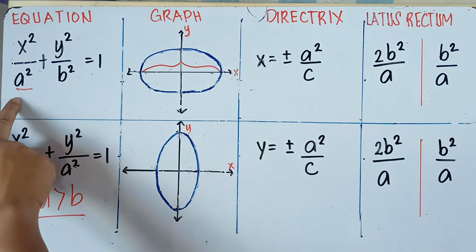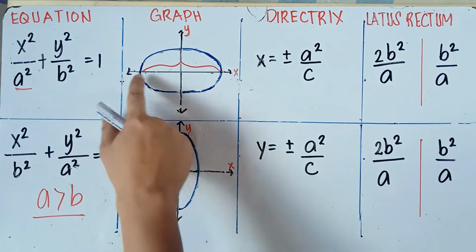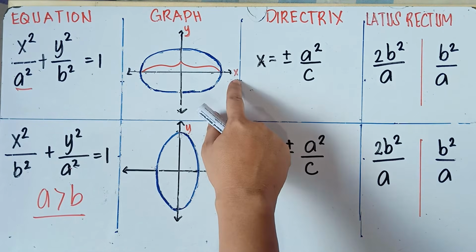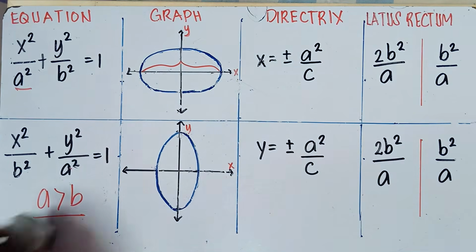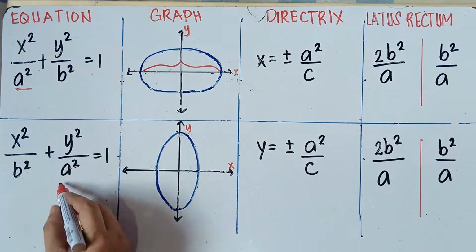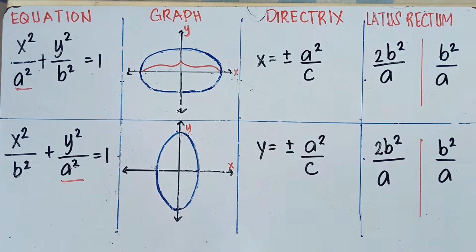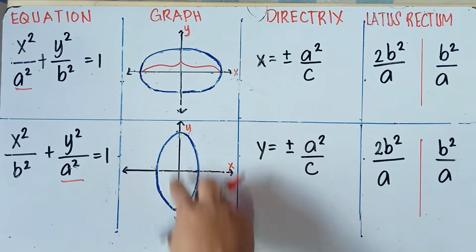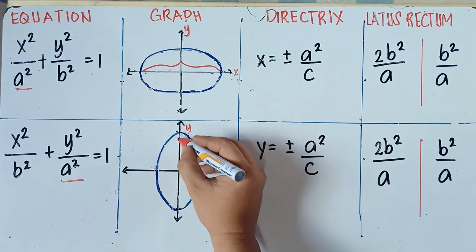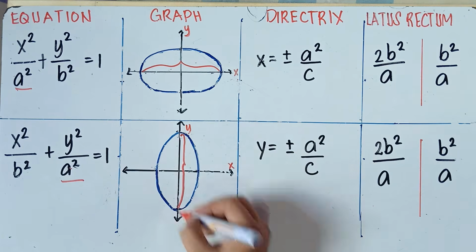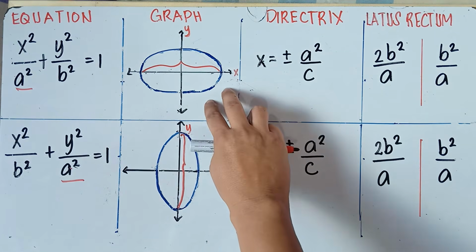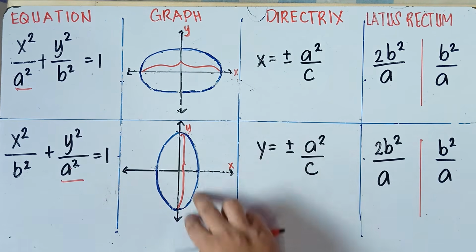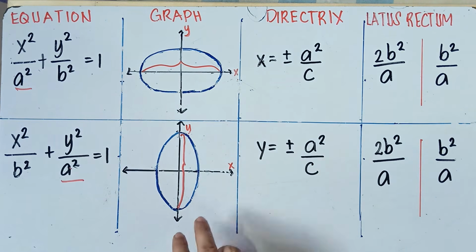Once again, if a is under x squared, the longest diameter will be on the x-axis, and this is what we call the major axis. Now, if a is under y squared, therefore our longest diameter will be located on the y-axis, and this is what we call the major axis. So in this first graph, we have a horizontal major axis. In our second graph, we have a vertical major axis.